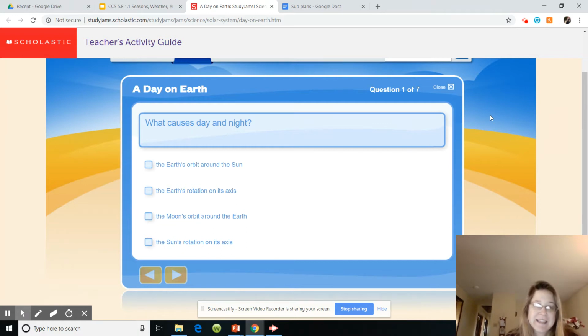Day and night. What are we choosing? Is it around the sun or its axis? I'm just going to pick one. Let's see if we're right.